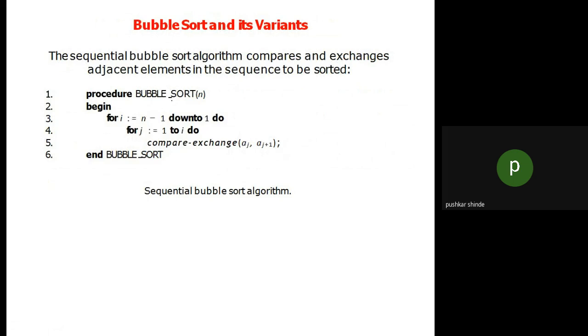Now the next part in the syllabus is bubble sort and its variants. Second topic in unit 5 is bubble sort and its variants. The sequential bubble sort algorithm compares and exchanges adjacent elements in the sequence to be sorted. Remember, again I am repeating, there are a lot of extra points also in the PPTs. I have not removed them intentionally so that anybody who wants to go deeper into the subject content beyond syllabus can do so.